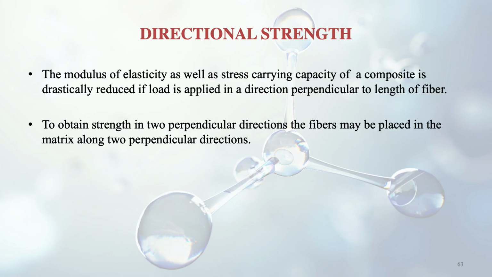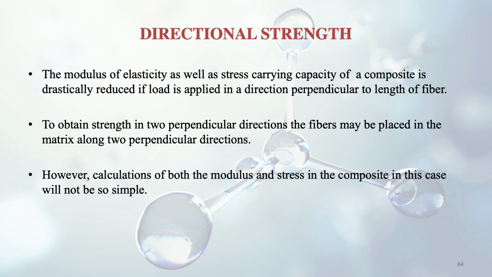To obtain strength in the two perpendicular directions, fibers may be placed in the matrix along the two perpendicular directions. So fiber may be placed like this, one in the horizontal and one in the vertical. Then both the directions will be having these fibers, and it will be having greater strength in both the directions. But calculation of both modulus and stress in the composite in this case will not be so simple. Since fibers are in both directions, then we have to take into account both directions in the equations, and the calculations become more complex.